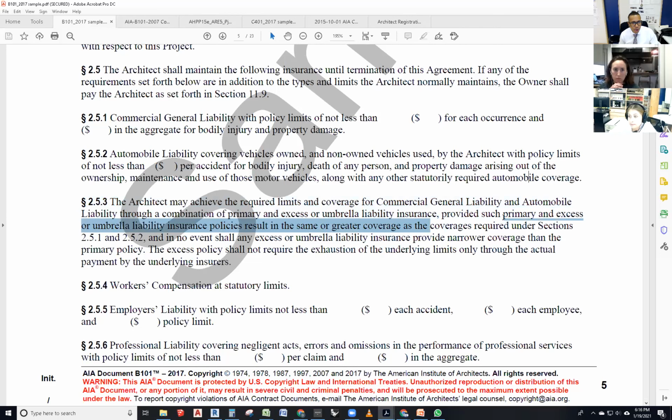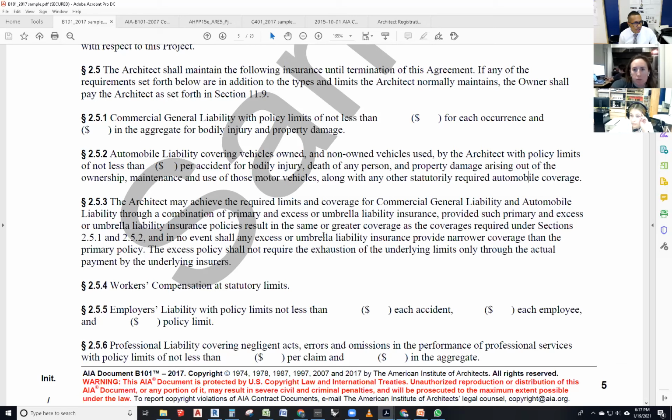And then it says, provided such primary and excess or umbrella liability insurance policies result in the same or greater coverage as the coverages required under section 2.5.1 and 2.5.2. Because there could be an umbrella that only covers 500,000, but you need that umbrella to get you to 1 million. Then it doesn't work. It has to provide you with that or more. And it's talked about in the millions, by the way. It's always over 500,000, a million, 2 million. It's never the hundred thousands, honestly. That's from my experience.